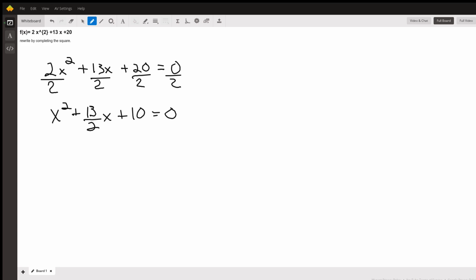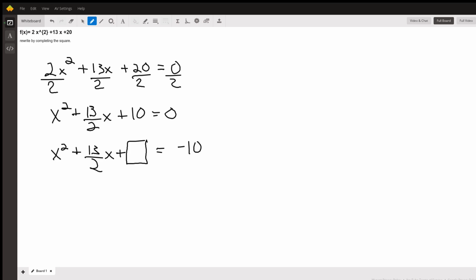Now I want to create a space and complete the square. So I'm going to subtract 10 on both sides and leave a place for my c value. So it's going to be plus what that equals negative 10 up to this point here.